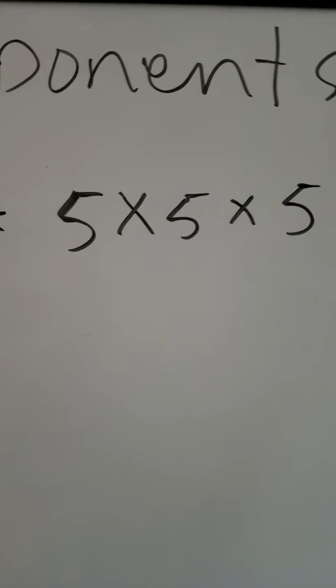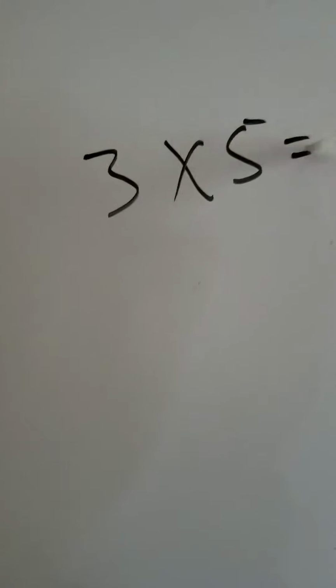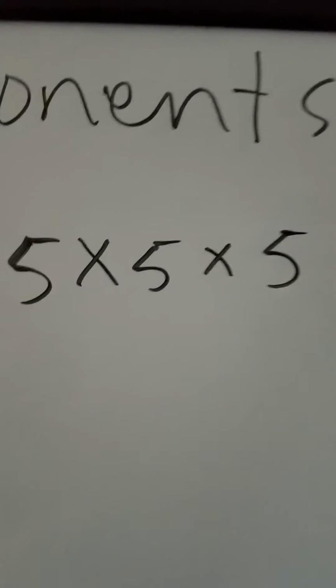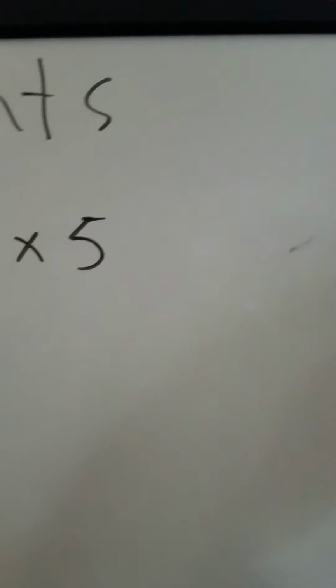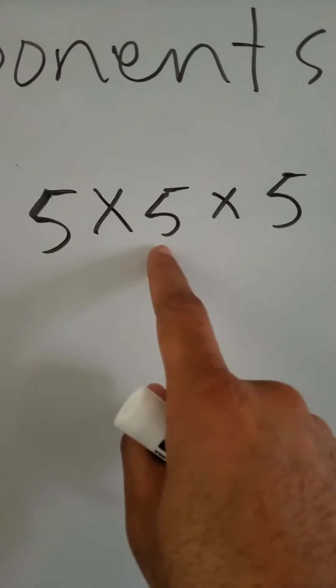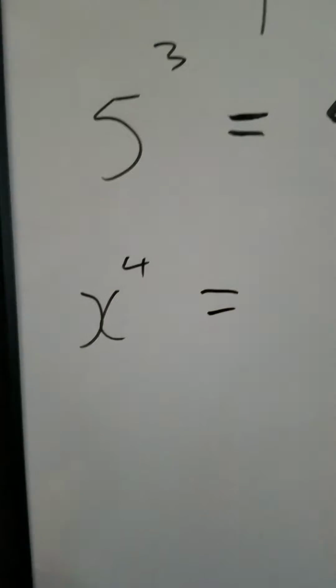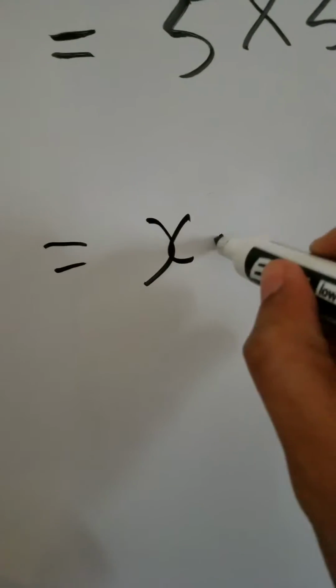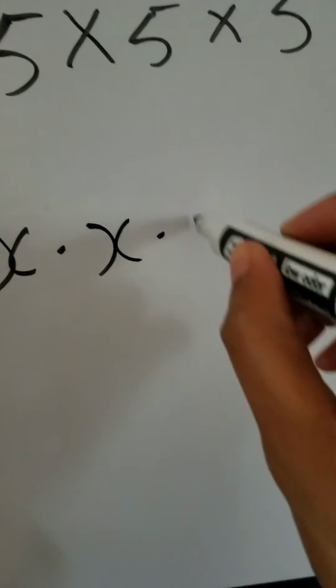Notice that's totally different from saying we have 3 times 5, because we all know that 3 times 5 gives us 15. But having 3 copies of the number 5 means 5 is being multiplied by itself 3 times. 5 times 5 is 25, and then 5 times 25 will give us 125. Likewise, x being raised to the 4th power means we have x being multiplied by itself 4 times.